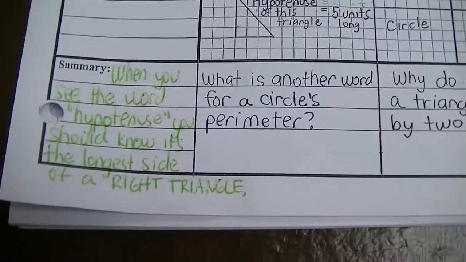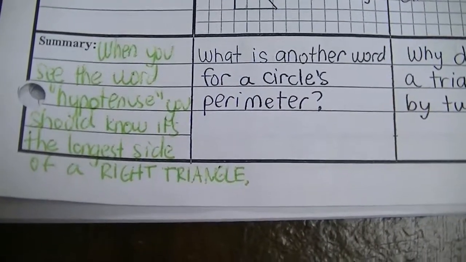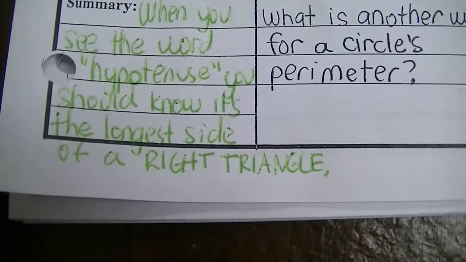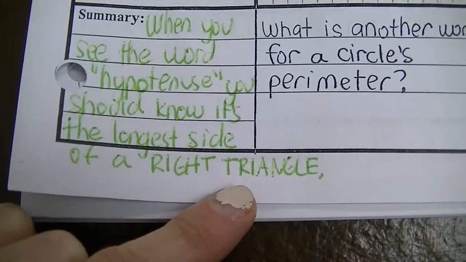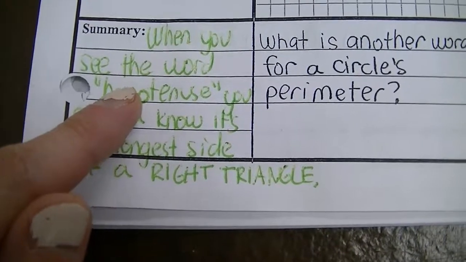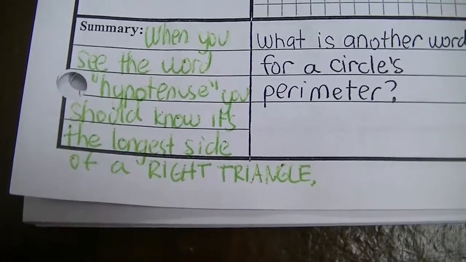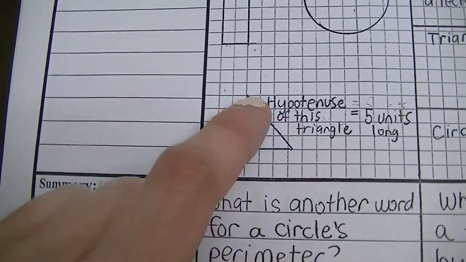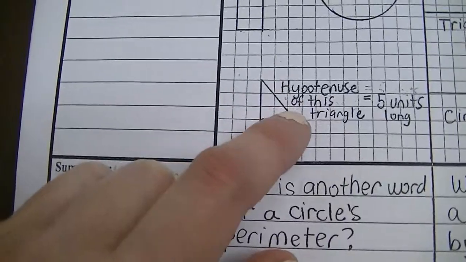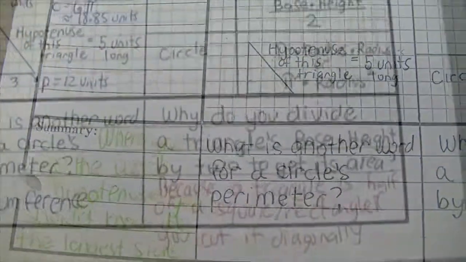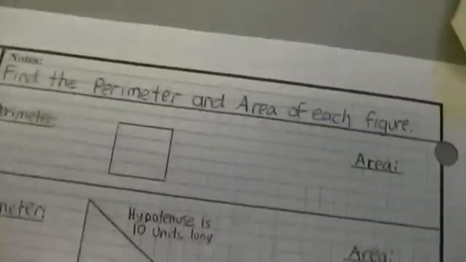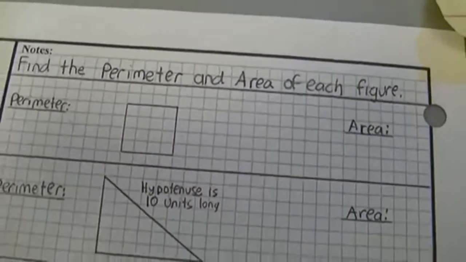Okay, for your summary, I want you to copy this down. When you see the word hypotenuse, you should know it's the longest side of a right triangle. Okay, hypotenuse goes with right triangles. So this right here was a right triangle, that's the hypotenuse. It's the longest side of right triangles only. Okay, now the back, you need to find the perimeter and area of each figure.